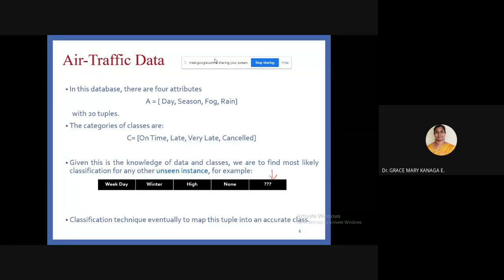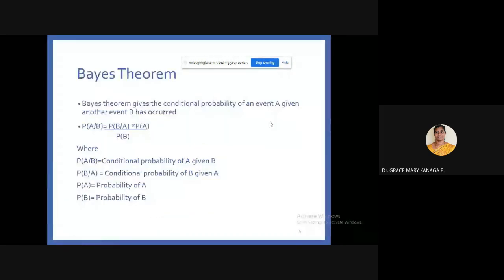Now we'll see how to do this using Bayes theorem. This Bayes theorem is not new to you. You might have already studied it in your probability and statistics, the mathematics from school days. So what does Bayes theorem say? Bayes theorem gives the conditional probability of an event A given another event B has occurred. So what do we mean by P of A given B? That means probability of A on occurrence of B.